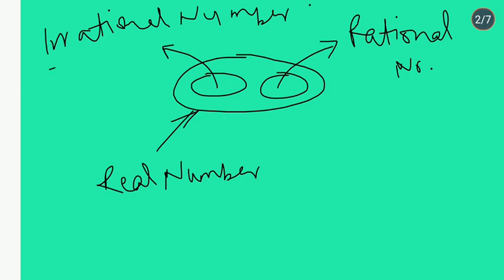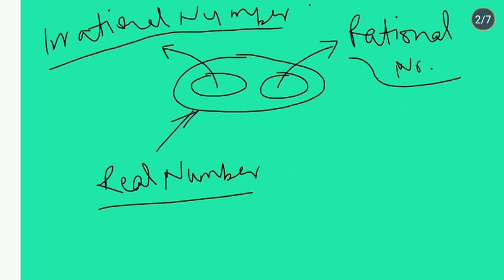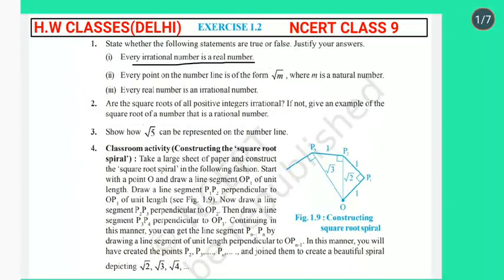So as I have already discussed, the real number contains rational number and irrational number. So you can say that every irrational number is a real number, or every rational number is a real number. So the statement was every irrational number is a real number. This statement is correct. This statement number 1 is correct.